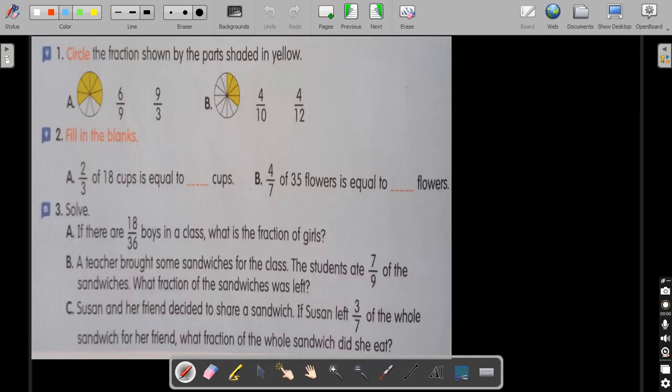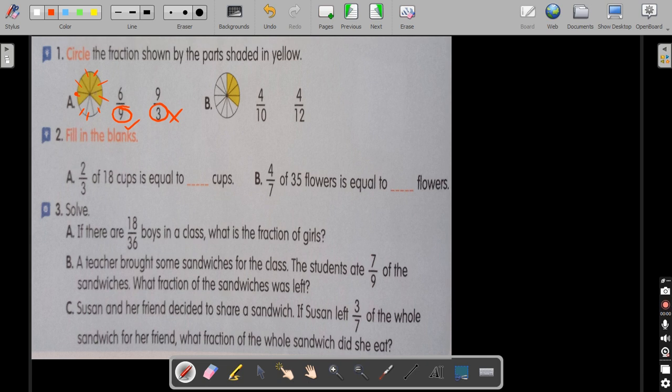Now let us do some numericals so that it will be easier for us to track whether we are doing it correctly or not. Circle the fractions shown by the parts shaded below. Now as you are able to see, the logic I told you: first you should count how many parts are there. Okay, let us start counting. First, 1, 2, 3, 4, 5, 6, 7, 8, 9. How many parts are there? 9. Very good. So in the denominator it should be 9. Denominator 9 is here, denominator 3 is wrong. Here 9 is there, this is correct.